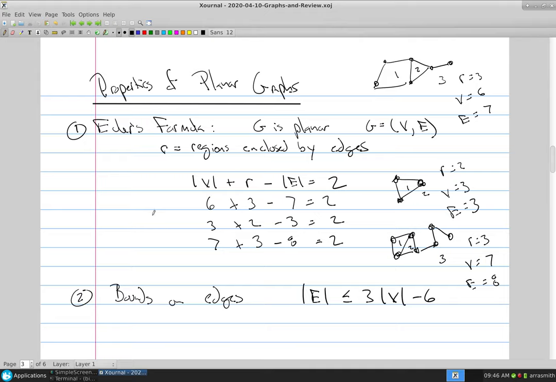No matter what, if you draw a graph that's planar, it's going to break the entire plane up into regions. It's like a map. It'll create maps of cities inside. The outside of the map is one of the regions. And if you count your vertices and your edges, no matter what, if you take the number of vertices plus the number of regions, subtract the edges, you're always going to get 2.